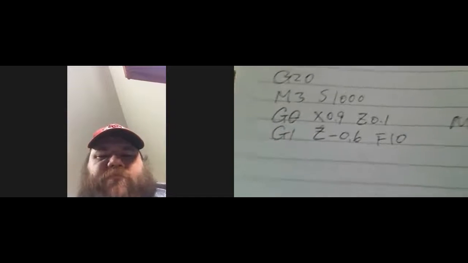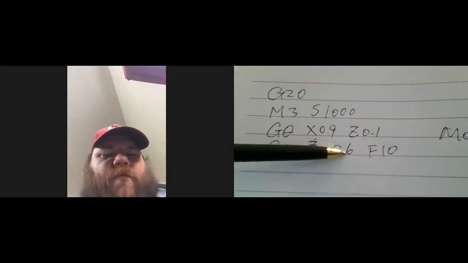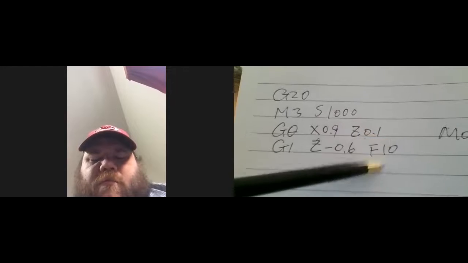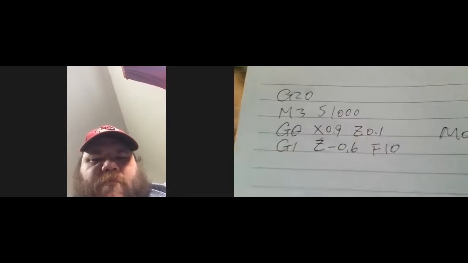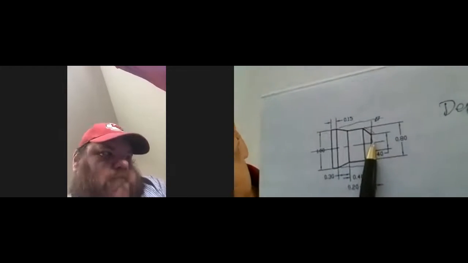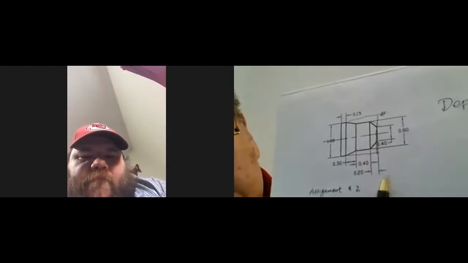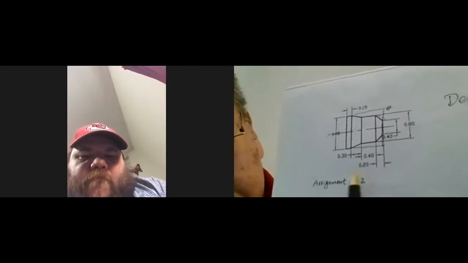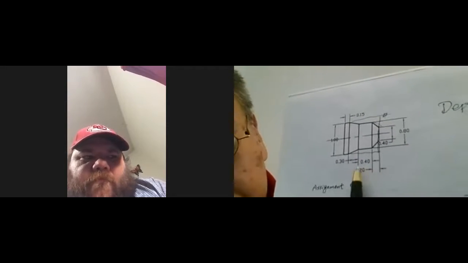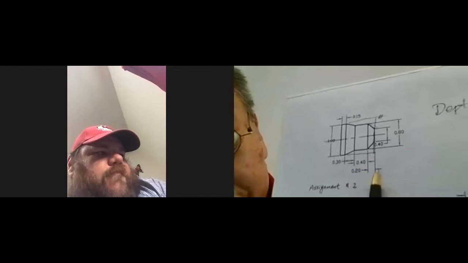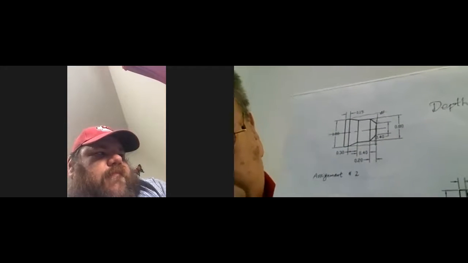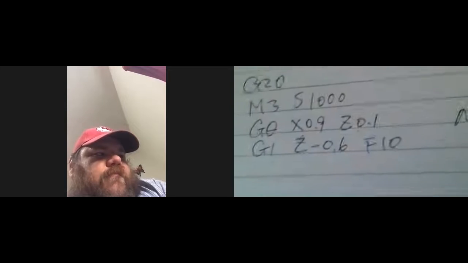We put a feed rate, F10, here. So in this line, Z goes to negative 0.6, F10, which is a feed rate of 10 inches per minute. Why do we go to negative 0.6? Because you see this 0.2 here and this 0.4 here. So 0.2 plus 0.4 is 0.6. That's why Z goes to negative 0.6.